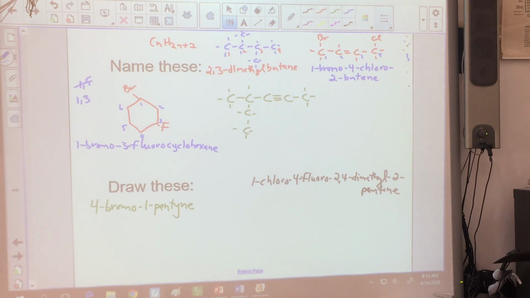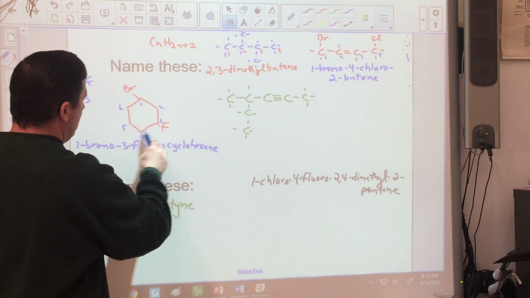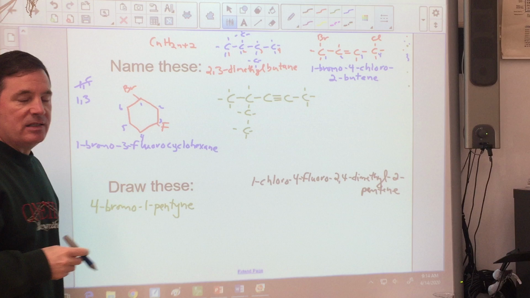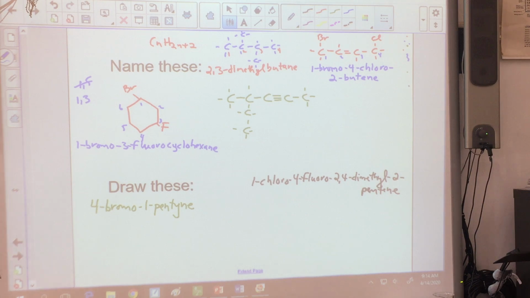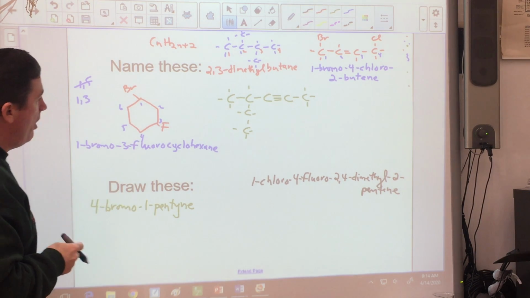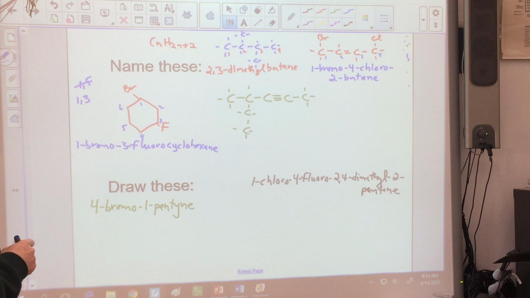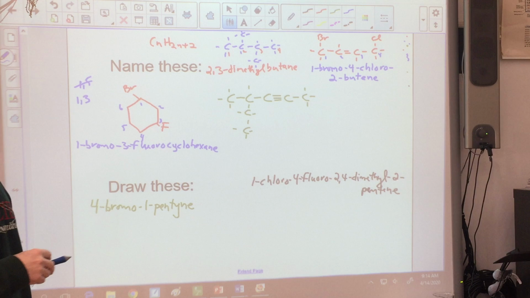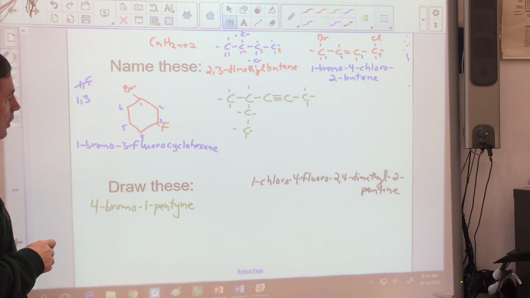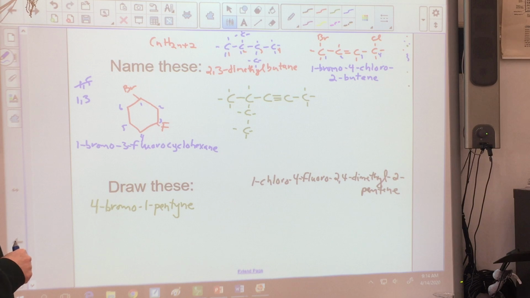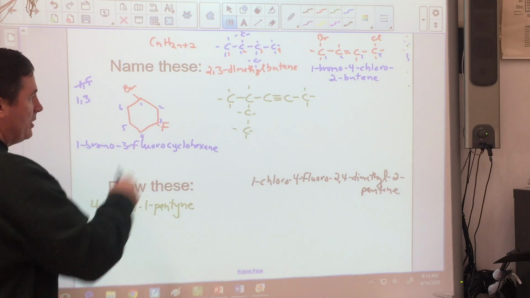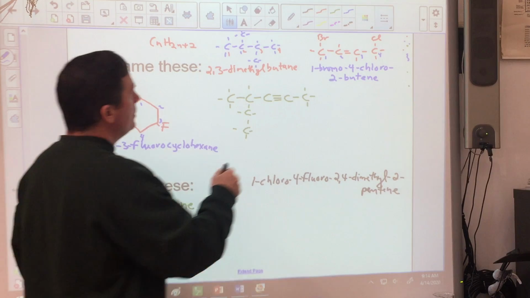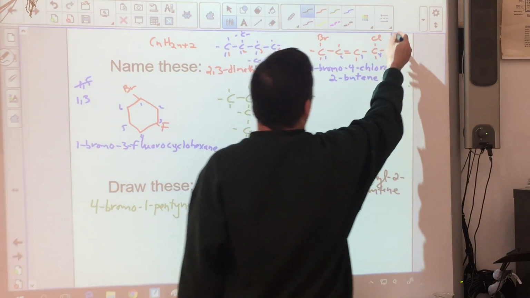1 bromo, 3 fluoro, cyclo. I've got to put cyclo in there, that tells me that it is a cyclical hydrocarbon, and then the hexane tells me how many carbons are in the ring. Okay, 1 bromo, 3 fluoro, cyclohexane. All right, how about this last one here? Let's switch colors, let's make it black.